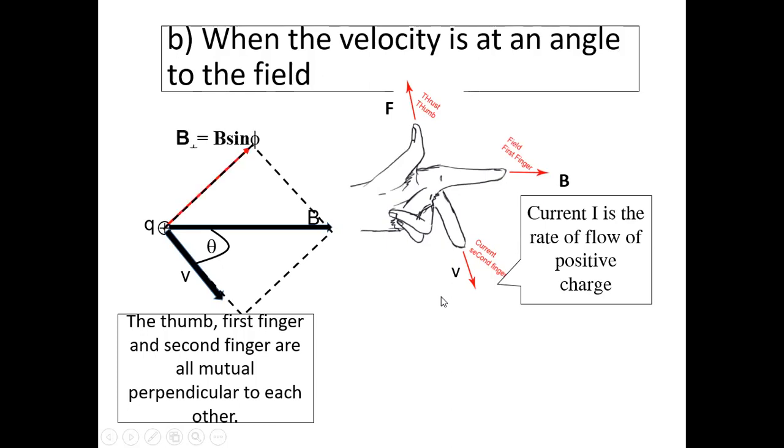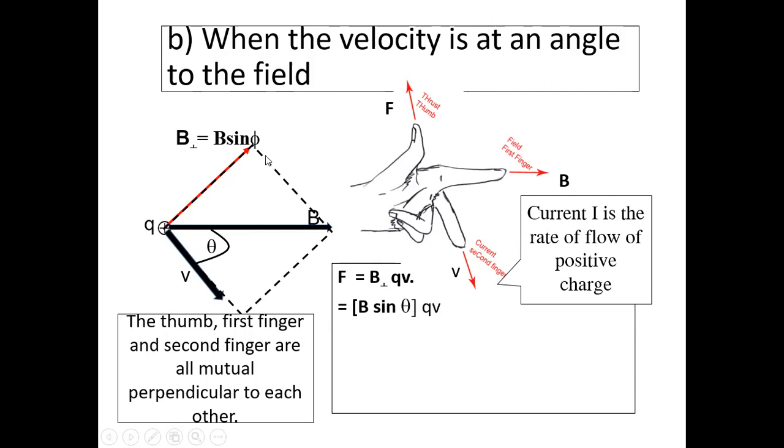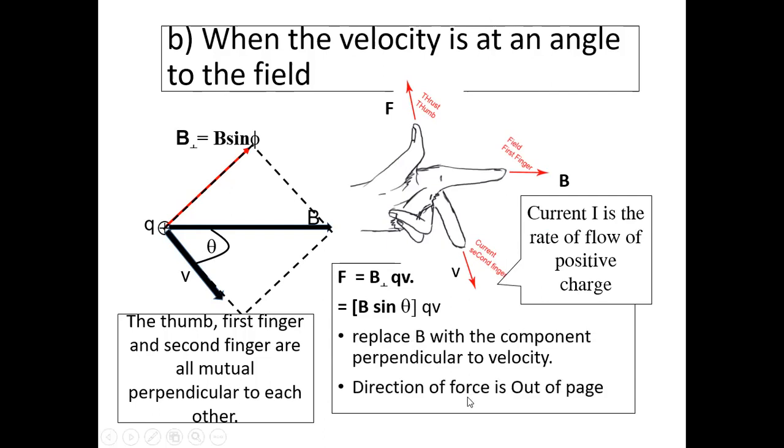So we find the component perpendicular. B perpendicular to velocity is B sine phi or theta. Remember, B perpendicular to V, or this one perpendicular to this one. Okay, so the direction is out of the page. That is our traditional way of doing it.